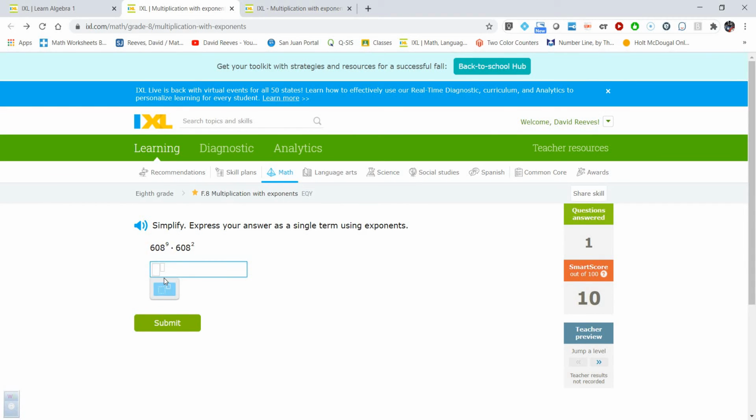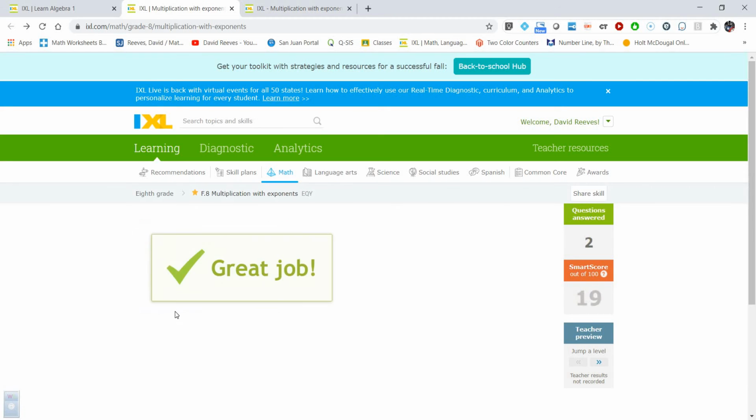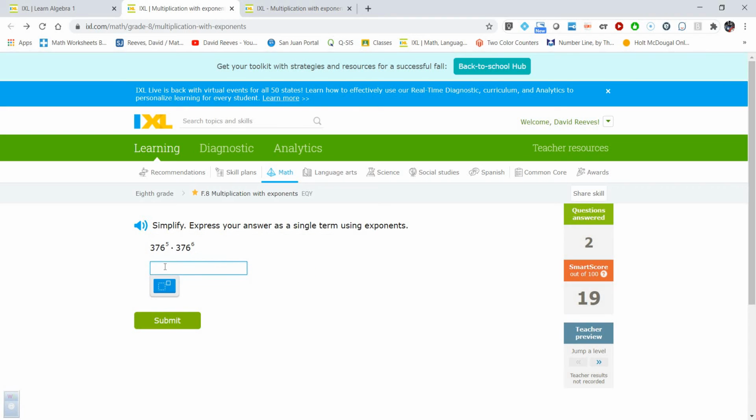All right, excellent. Now, what is our base? This time our base is 608. The base stays the same. We had 9 of them being multiplied here, and 2 of them multiplied here, giving us a total of 11 of them being multiplied. So get the idea, right?